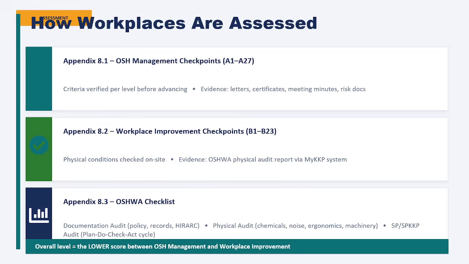Appendix 8.3, OSHWA Checklist. OSHWA stands for Occupational Safety and Health Workplace Assessment. This is a comprehensive audit tool covering 3 parts: a documentation audit, a physical audit, and a 5P SBKKP audit, which assesses the full OSH management system cycle: preparation, planning, implementation, monitoring, and improvement. The OSHWA generates a grade from A to E. Workplaces need Grade C for Level 2, Grade B for Level 3, and Grade A for Level 4 and above.